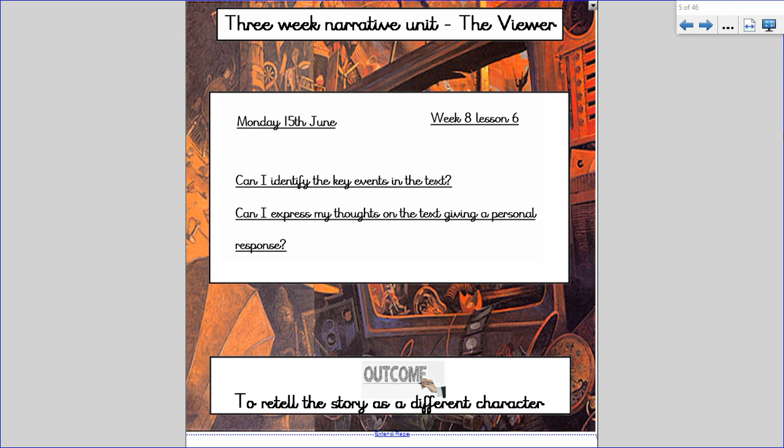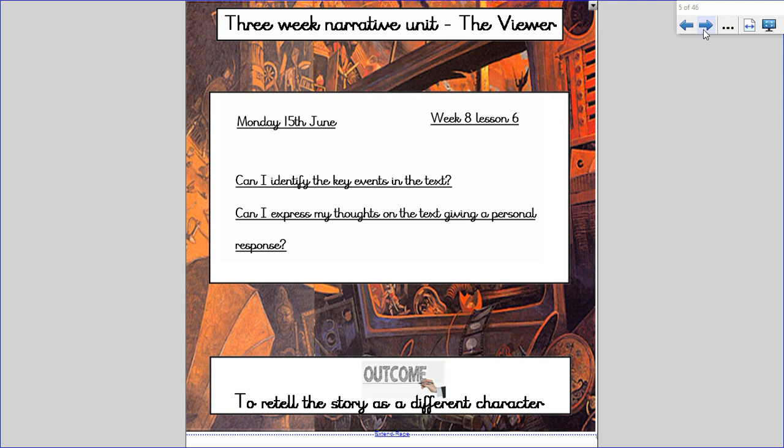Okay, so what we're going to do today is you are going to identify the key events in the text, and then you are going to express your thoughts on the text, giving a personal response. Now, remembering that our main outcome is to retell the story as a different character. What we're going to do today is listen to the whole of the story and you're going to make notes on the key events.